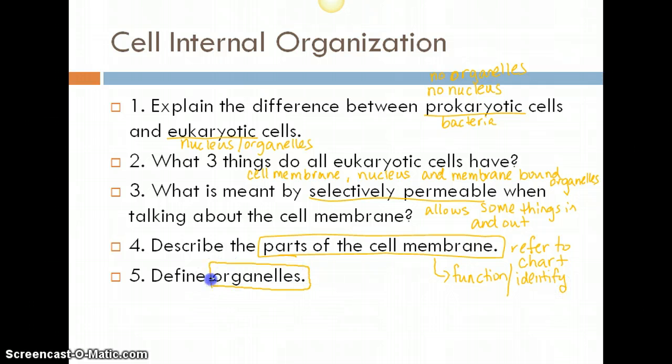Define organelles. Organelles are mini organs. And they each have a specific function, and their purpose is to help maintain homeostasis within a cell. So they have a specific function that has to be done within that cell in order for the cell to live.